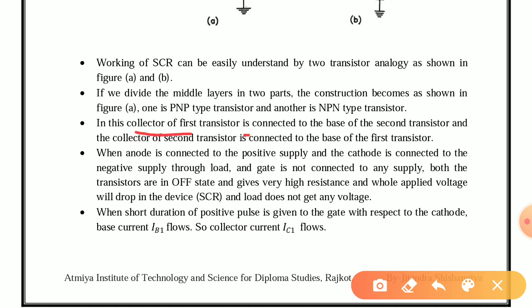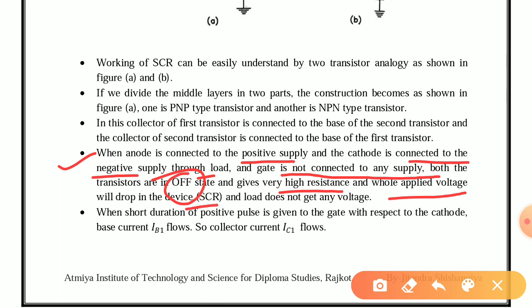Now let's understand this point by point. The collector of the first transistor is connected to the base of the second transistor, and the collector of the second transistor is connected to the base of the first transistor. When the anode is connected to the positive supply, the cathode is connected to negative through the load, and the gate is not connected to any supply, both transistors remain in the off state. When they are off, they provide high resistance, and all the applied voltage drops across the SCR. The load does not get any voltage.